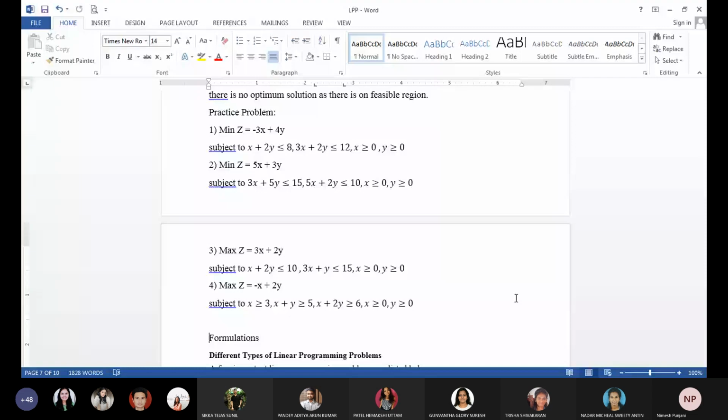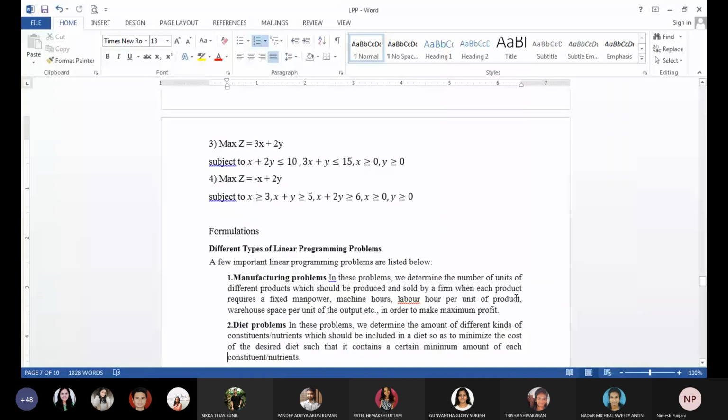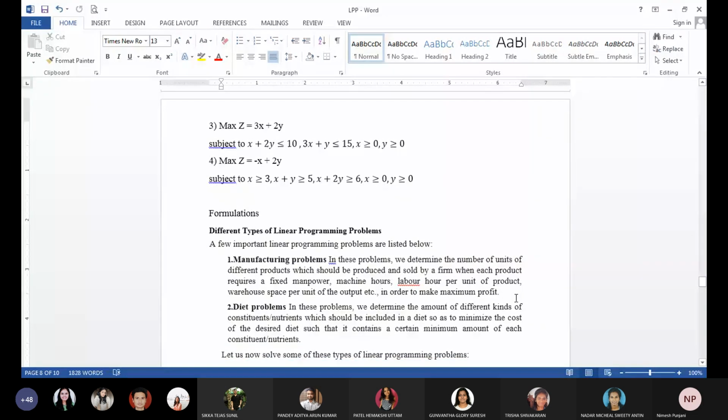Now we come to the next part, that is the formulation of the problem. In the formulation of the problem, what will be there? You will be having a question in a textual form. Okay, the question will be given in text form. And then from that question, you have to identify, you have to get the details, and you have to formulate the objective function, and you have to formulate your constraints. That is why it is known as the formulation.